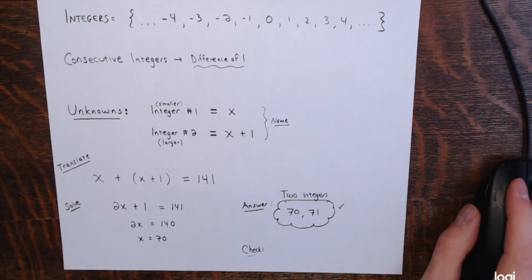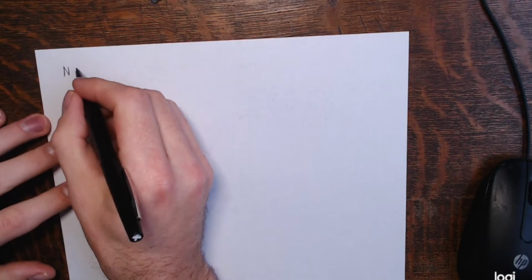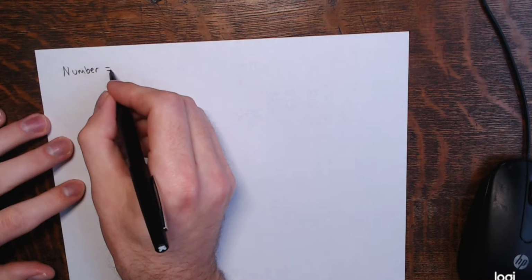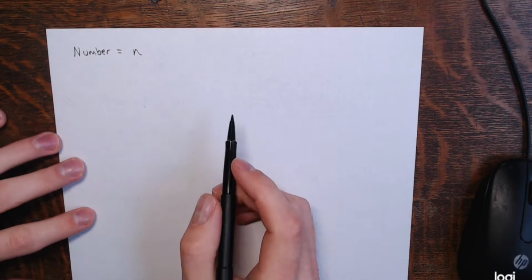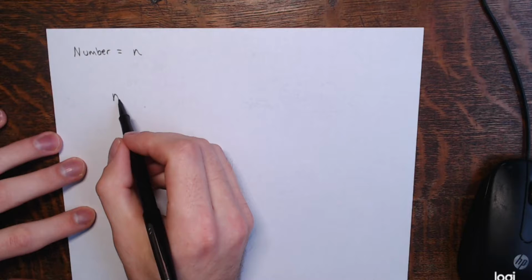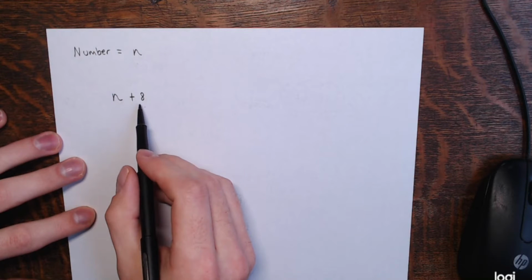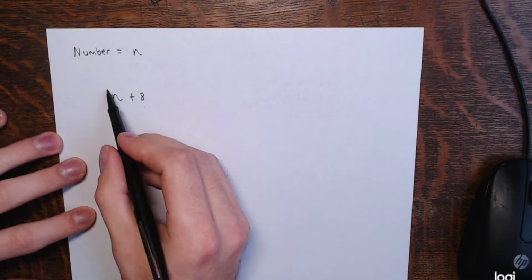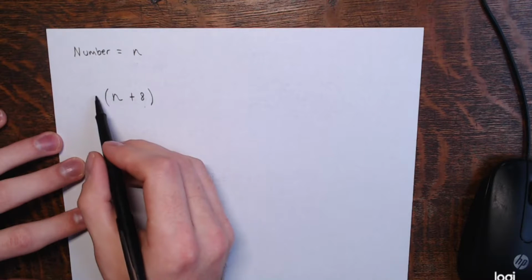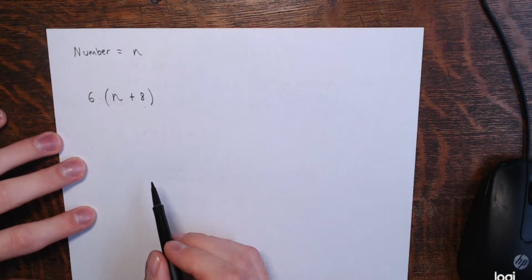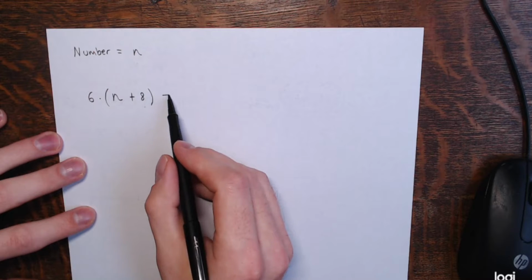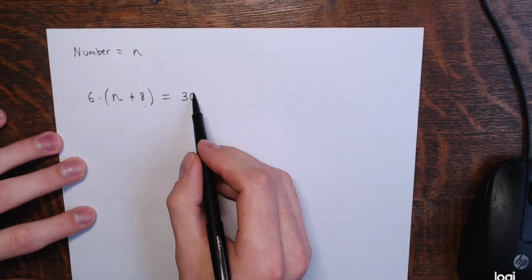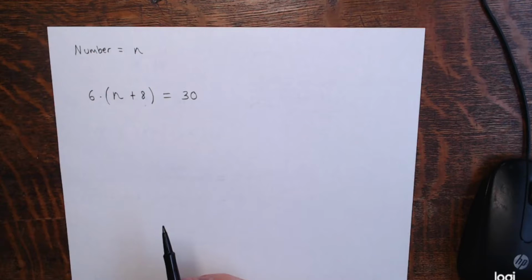Alright, so I'll write this out. I don't know what this number is. I'll call it n for number. And then we go back and translate, 6 times the sum of a number and 8. Here's the sum of a number and 8, n plus 8. And then we have 6 times this. So this is the quantity n plus 8 times 6. Here is 6 times the sum of a number and 8, equals 30. So there's our English statement translated into an equation.